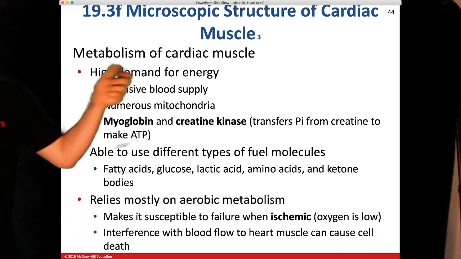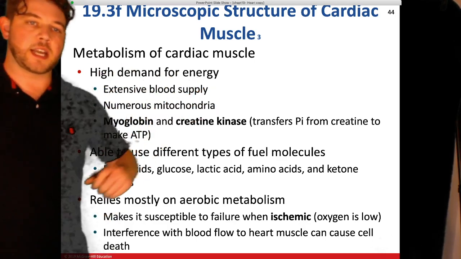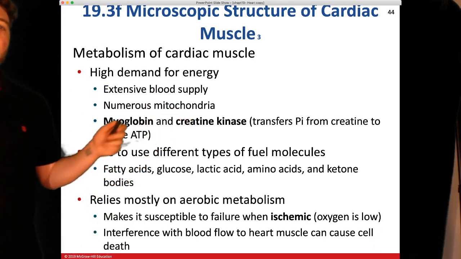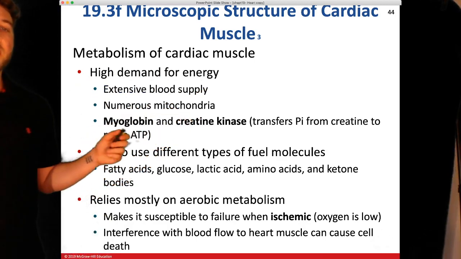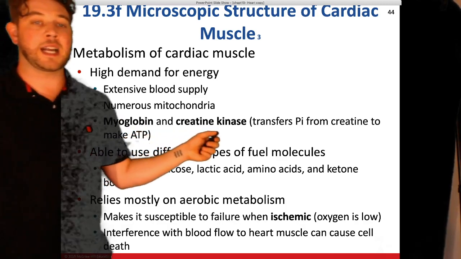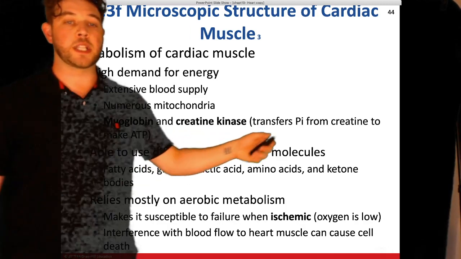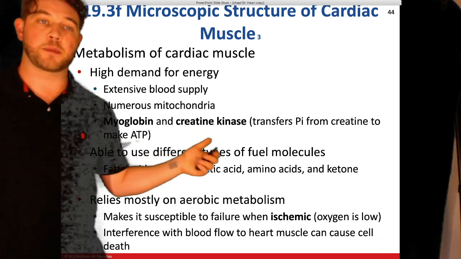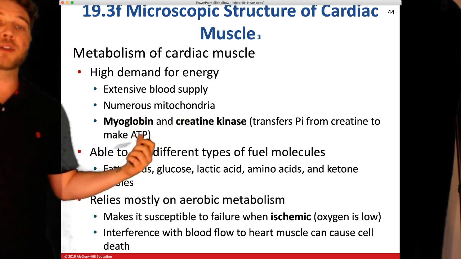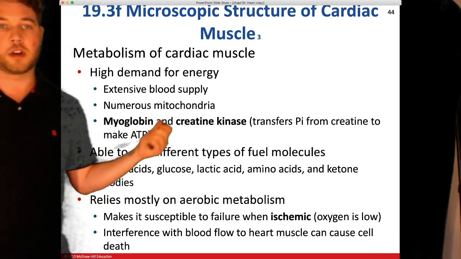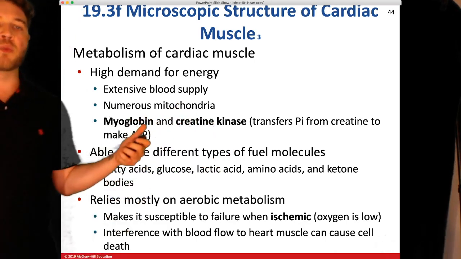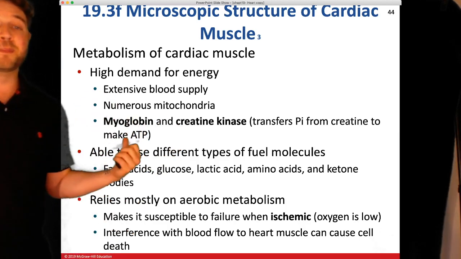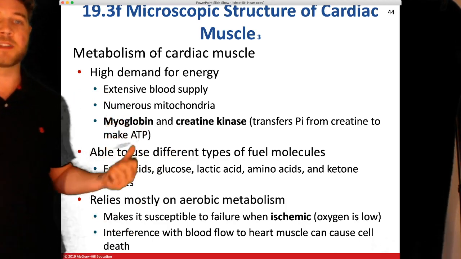Okay, metabolism of cardiac muscle. It has a high demand for energy, as you may imagine. There's extensive blood supply through your heart with numerous mitochondria. The heart has what's called myoglobin and creatine kinase. The creatine kinase transfers phosphate from creatine to make ATP, so that's kind of like a backup emergency supply of energy. And myoglobin is like hemoglobin, except it's in your heart muscle. It can only carry one oxygen, whereas hemoglobin can carry 4 oxygens, but there's a ton of it, so it makes up for that.